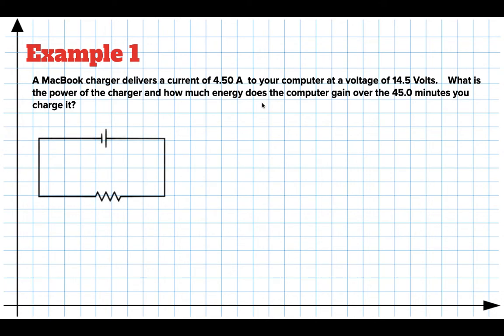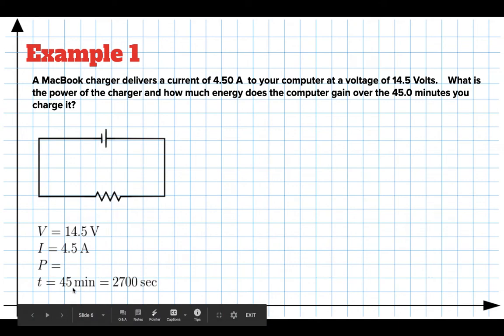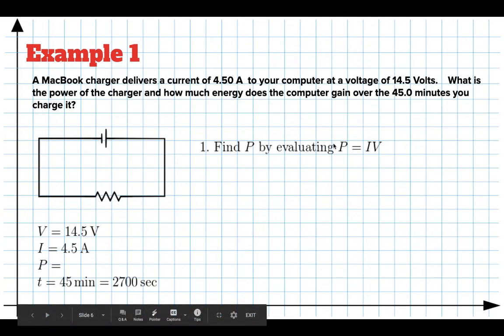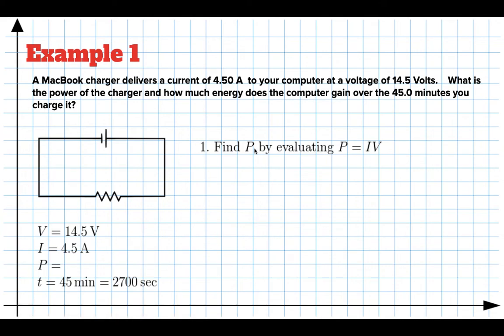Okay, so first of all, we're going to draw a little schematic here. When we draw circuits, we draw this as a source of power. So it's two little parallel lines that are of unequal length. And this is called a load. So anything that gets the energy, this is where the energy is going. So this would be the source of the power. This would be your computer, for example. We know the voltage, we know the current, and we know the time it takes is 45 minutes, which is 2,700 seconds. So the first thing we're going to do is we're going to evaluate P equals I times V to find the power, because the first question says, what is the power of the charger?